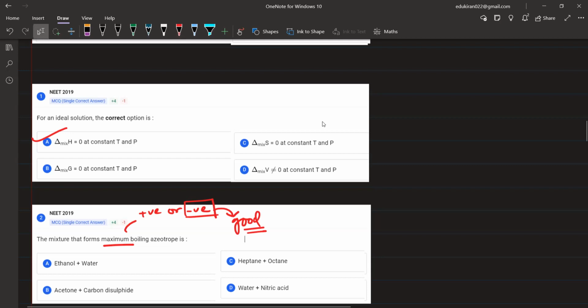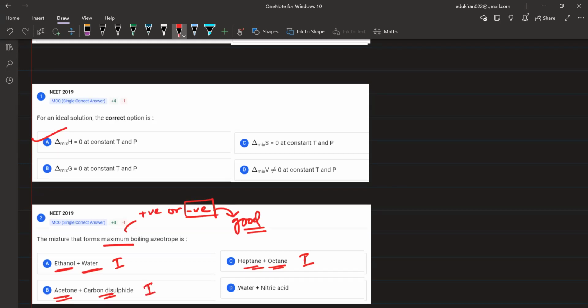Here we have hydrogen bonding, so this will be ideal. Heptane and octane, non-polar, again ideal. Acetone and carbon disulfide, again both of these are non-polar, that is why ideal.